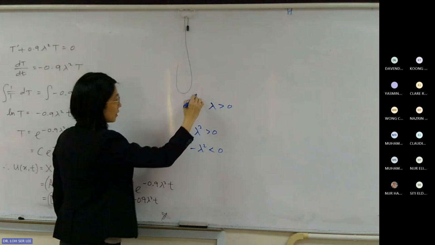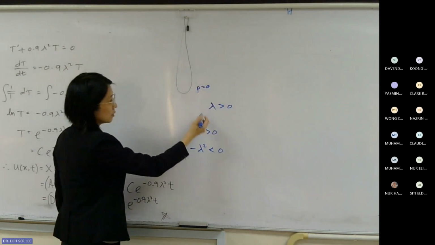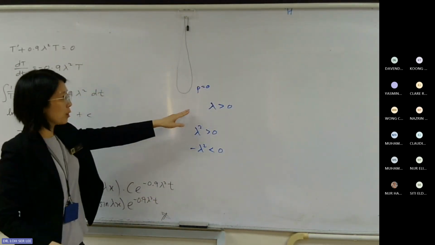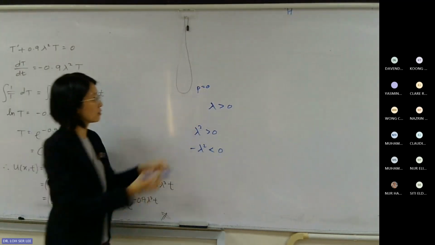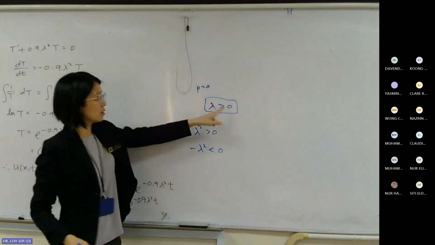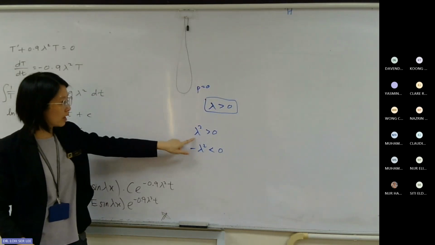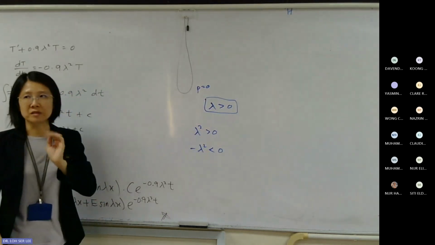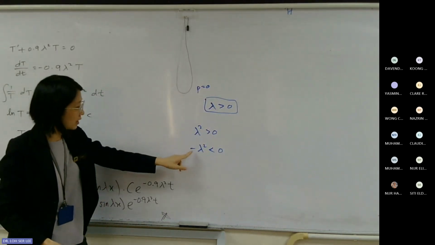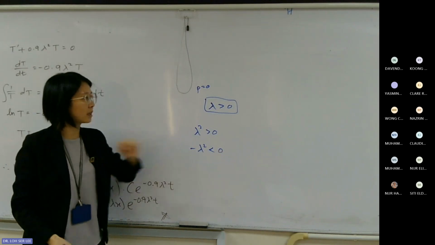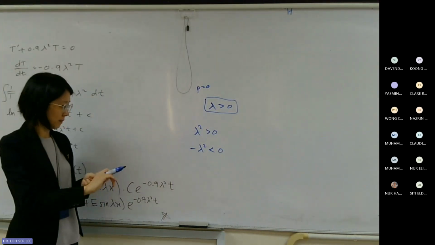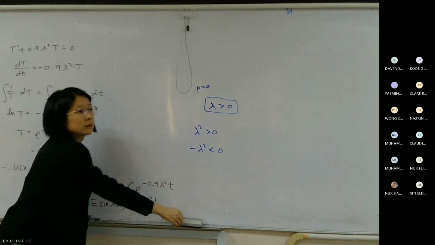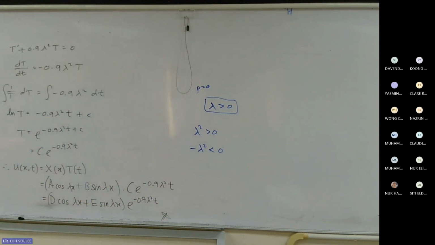Case 1 is P equals 0. But for case 2, we want strictly positive. For case 3, we want strictly negative. That's why we have this. When lambda is positive, when it's squared, it confirms won't be 0. When you have negative lambda squared, it will confirm a negative value. You won't get 0 for the second and third case. Any more questions? No.